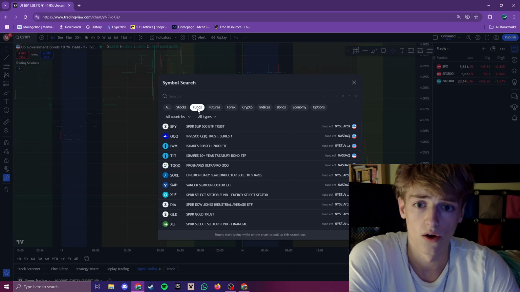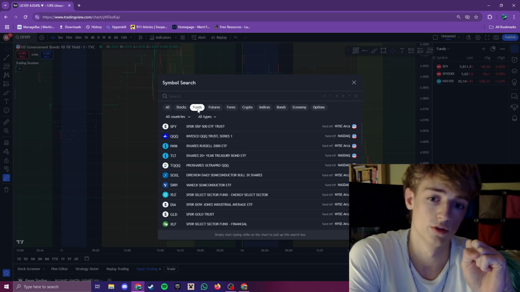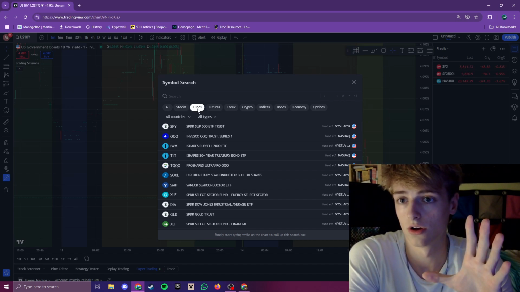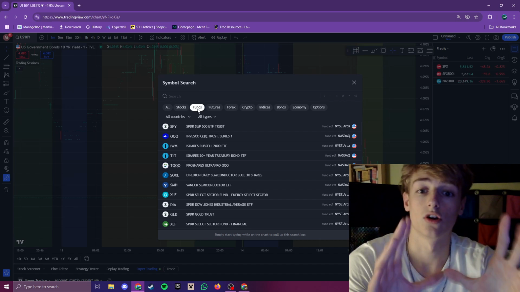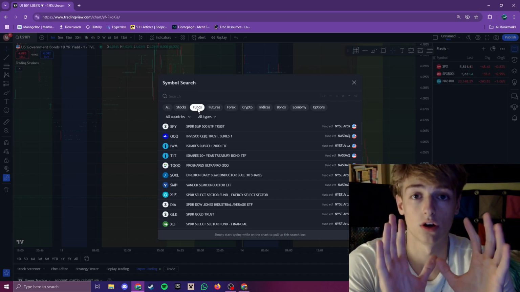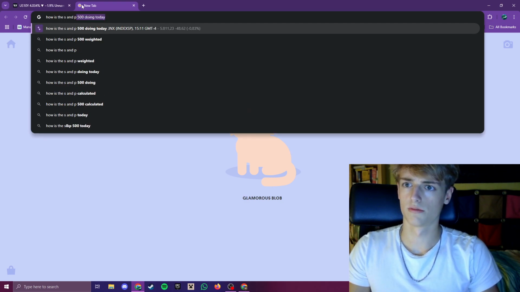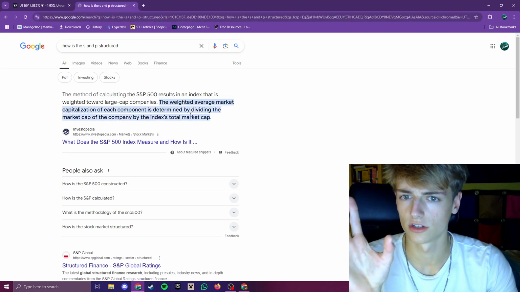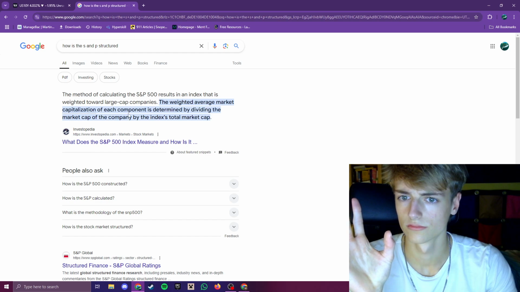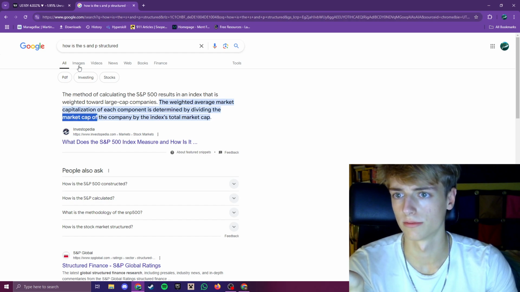Funds. Before I go into this, I trade index funds, which is basically the S&P 500 and Nasdaq. Now the S&P 500 is comprised of 500 of the largest companies in the US. I don't know exactly how it's structured, but the bigger companies are weighted higher. It's done by market cap.